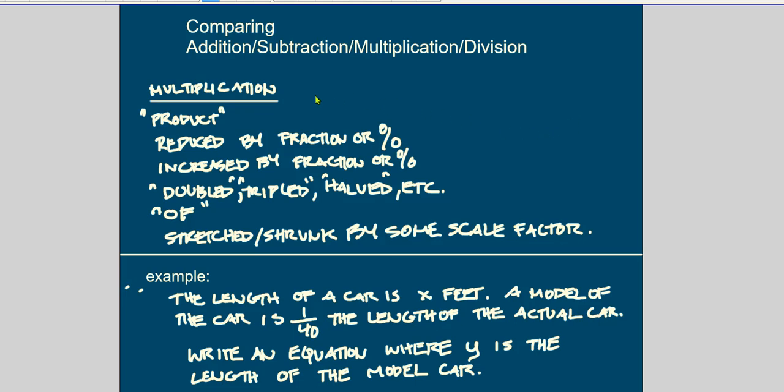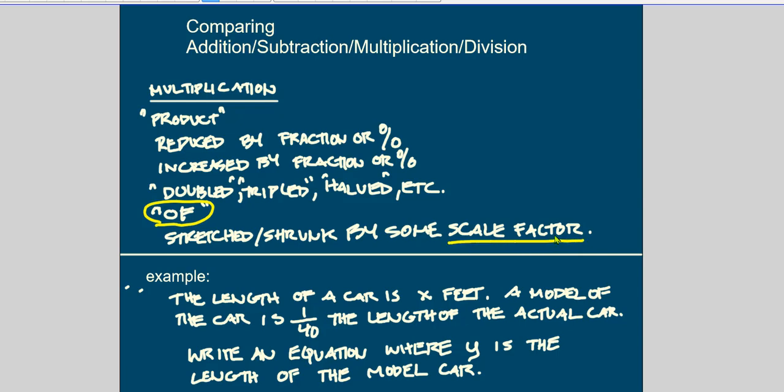Right, now let's take a look at multiplication. Some terms that suggest multiplication are product. The product of two numbers is multiplication. The product of 3 and 4 is 3 times 4. Reduced by some fraction or percentage suggests multiplication. Increased by a fraction or percentage suggests multiplication. Doubled, tripled, halved, etc. is multiplication. The word of, whenever you see the word of, that almost always means multiplication. And stretched or shrunk by some scale factor.